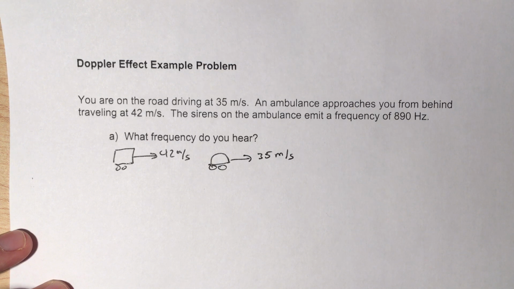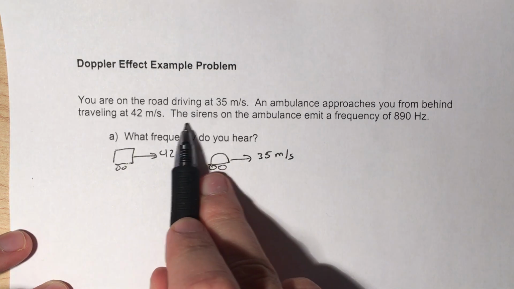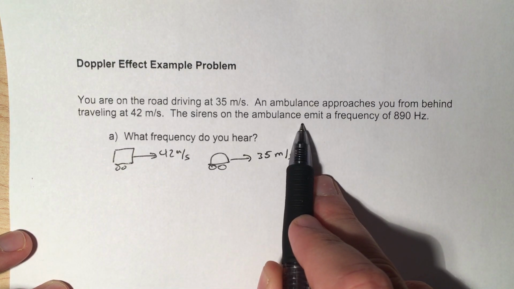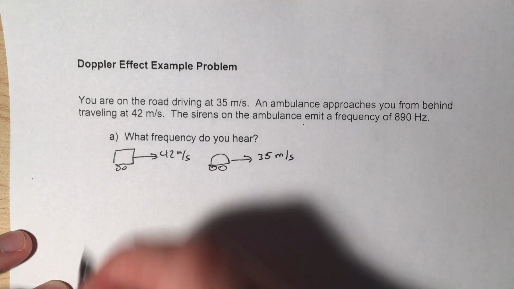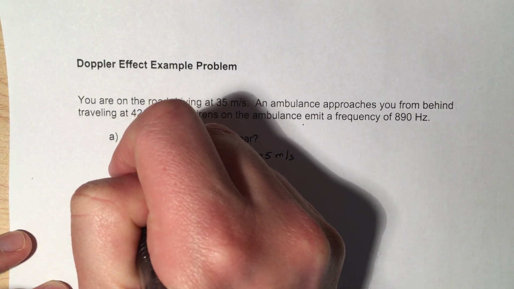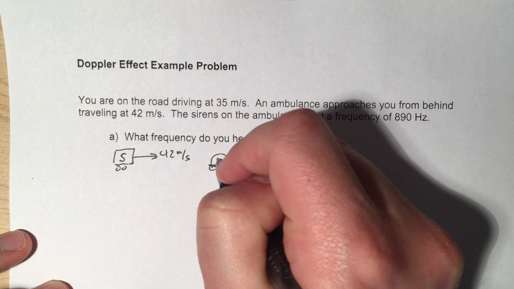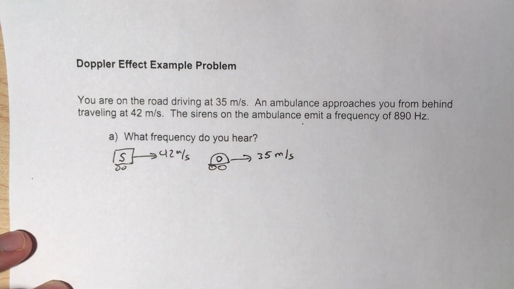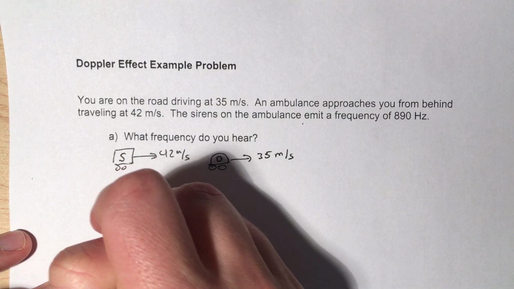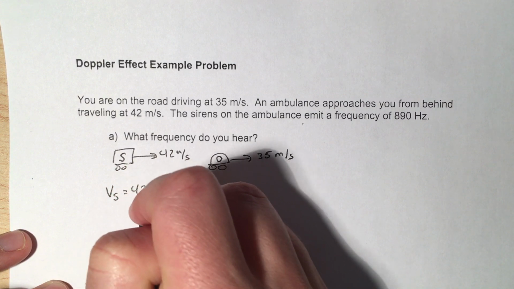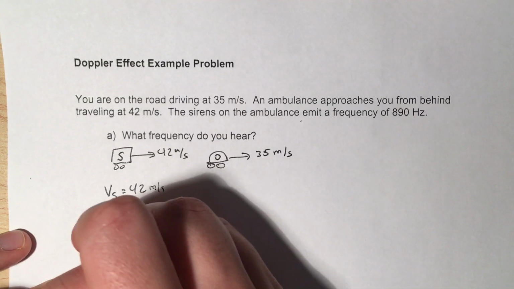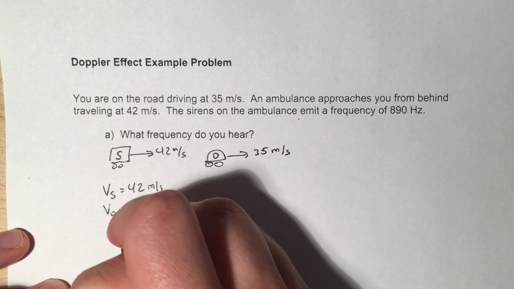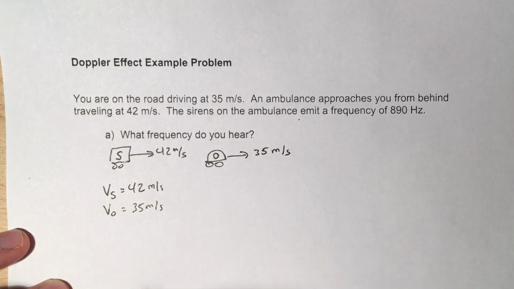Now, the next thing that I usually do to solve a problem is I think about who is the source and who is the observer. Well, this is saying that the siren is coming from the ambulance. So the source of the sound is the ambulance. So I'm going to label this S for source. I'm going to label me O because I'm the observer, right? Because then I can go ahead and do some knowns and unknowns, like saying that the velocity of the source is 42 meters per second. The velocity of the observer is 35 meters per second.